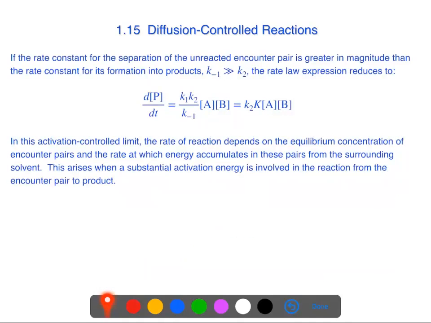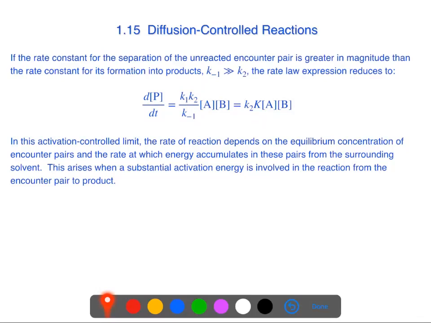So if the rate constant for the separation of the unreacted encounter pair is greater in magnitude than the rate constant for its formation into products, that is, k minus 1 is greater in magnitude than k2, then the rate law expression reduces to the following, where we have k2 disappearing from the denominator, leaving us with a composite of rate constants where we have a ratio of k1 over k minus 1, which we can express as the equilibrium constant multiplied by k2, which is the rate constant responsible for the decay from the encounter pair to product.